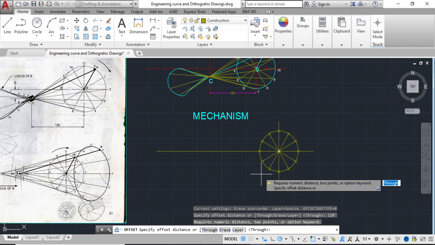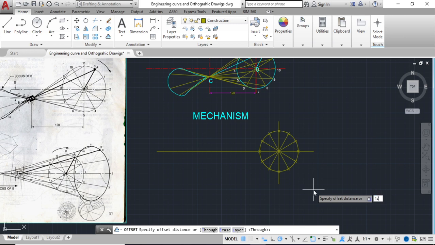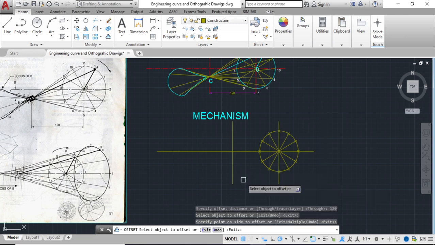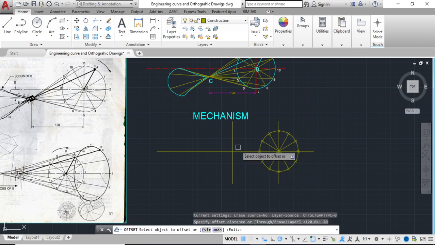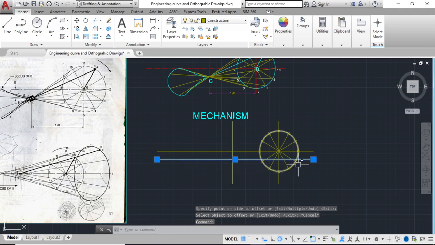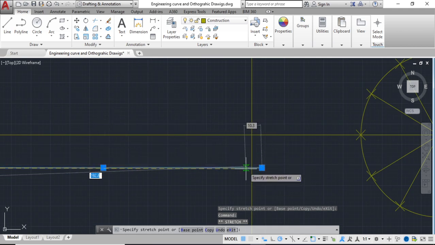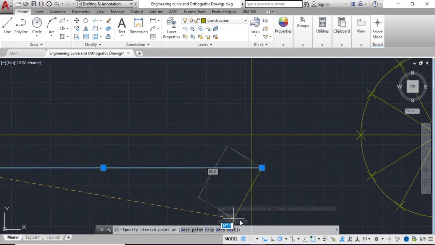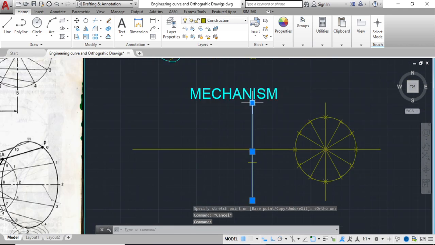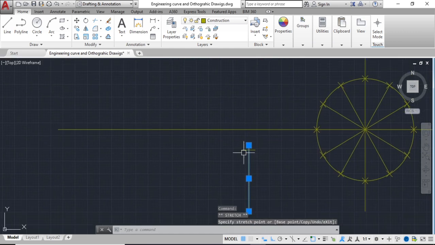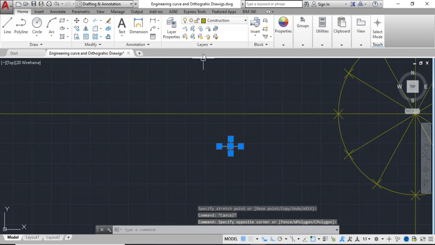You can type offset or you can decide to click the icon. So offset 120. Enter, from there to there. Now offset 20, from there to there. This becomes point C. Alright, excellent. So we can change this to center line.